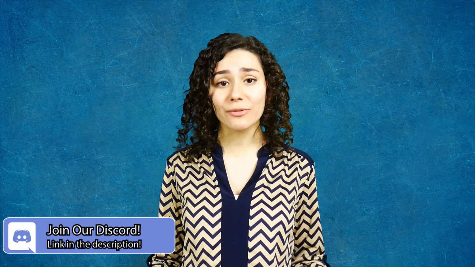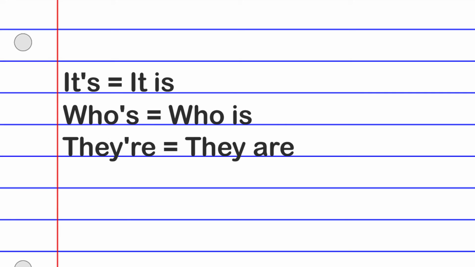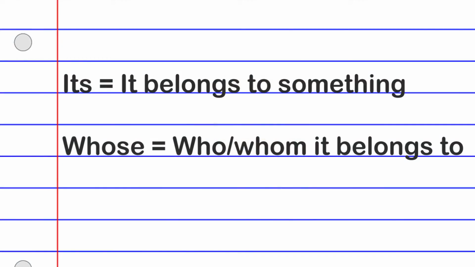Anytime we have an apostrophe in these, we are really saying that something is or are. It's with an apostrophe means it is, and who's with an apostrophe means who is, and they're with an apostrophe means they are. Now, when we have an S in the word but not an apostrophe, like its and whose, we're really saying that something belongs to something else.